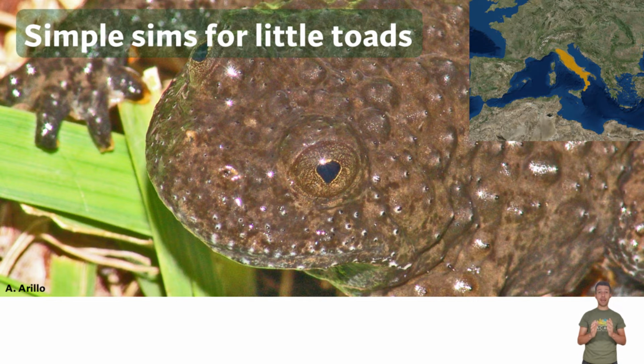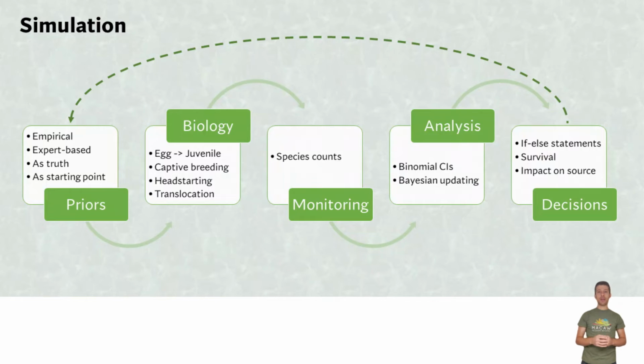We had very little money, and the idea was that we wanted to establish a new population of toads by harvesting some eggs or tadpoles from an existing population, and either maybe breeding them in captivity or head starting the tadpoles or just moving eggs from one place to the other. And one other objective that we had was to minimize impact on the source.